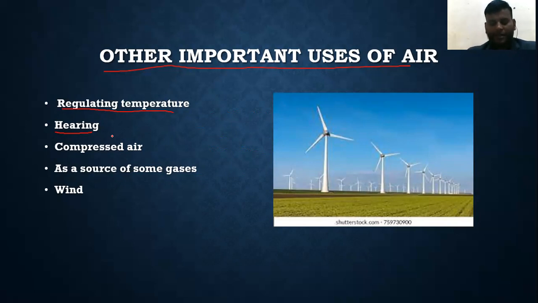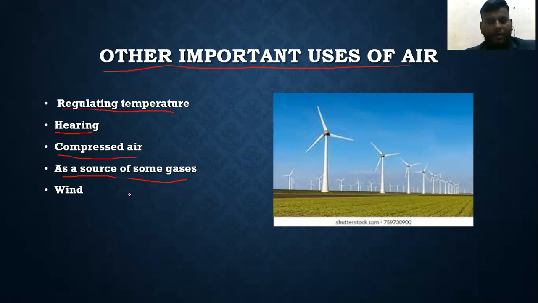Now next is compressed air. As you know, compressed air is used for inflating tires, like filling air in a balloon, or in the tires of your vehicle, bike, scooter, car, and so many. It is also used in sprayers. Then next is air as a source of some gases. Nitrogen is a gas obtained from the air only. It is used in making fertilizers like urea and ammonium sulfate. Argon and some other gases are also obtained from air.